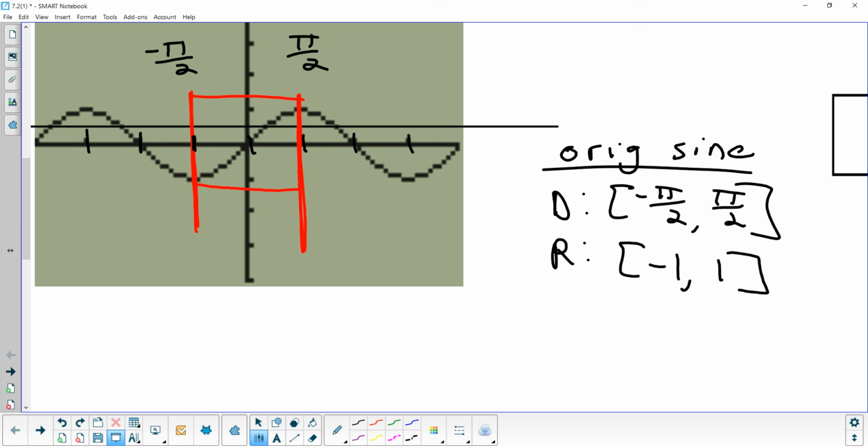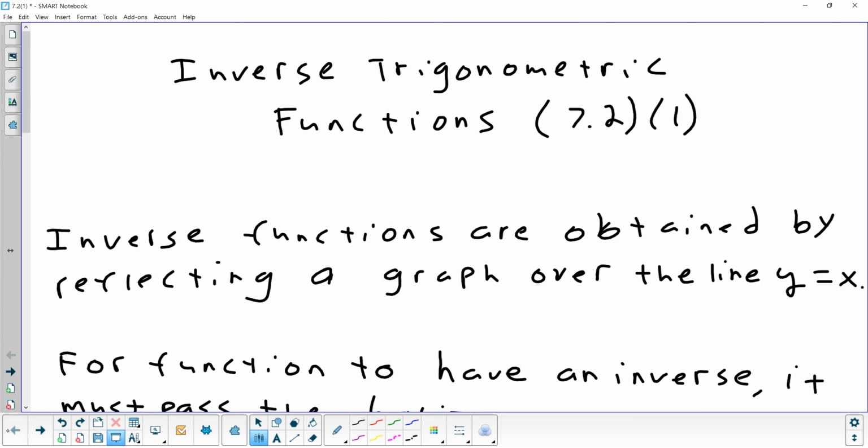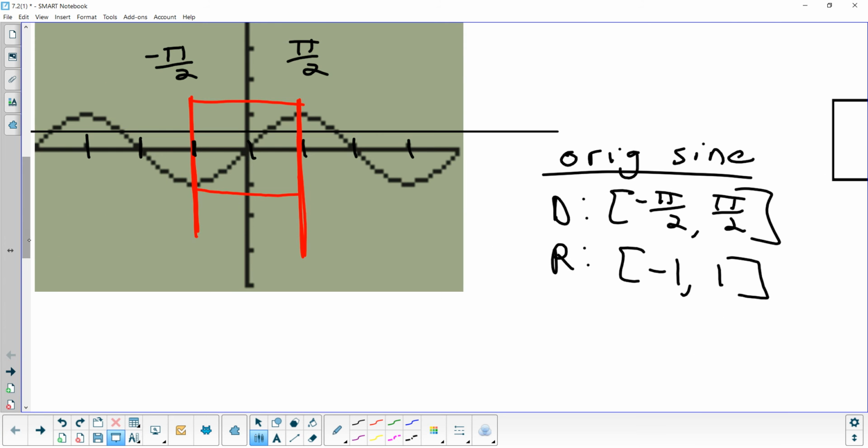That's the domain and the range for the graph of original sine. Now, I want to know the domain and the range for inverse sine, but it's going to be based on that. What did I do with the x and y values when I wanted to find the inverse of a function? I took my original, and what did I do with the x and the y values? Yeah, I switched them. The x's became the y's, and the y's became the x's. So, if this is the domain and the range for regular sine, what do you think is going to happen to this domain and range when I talk about inverse?